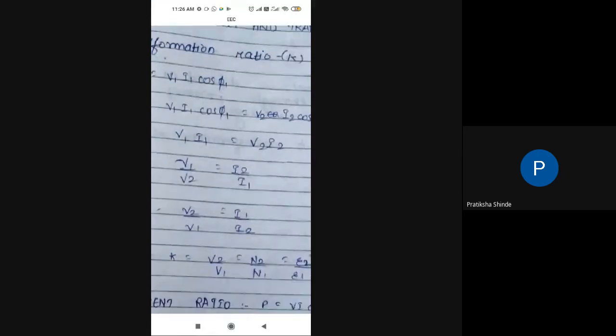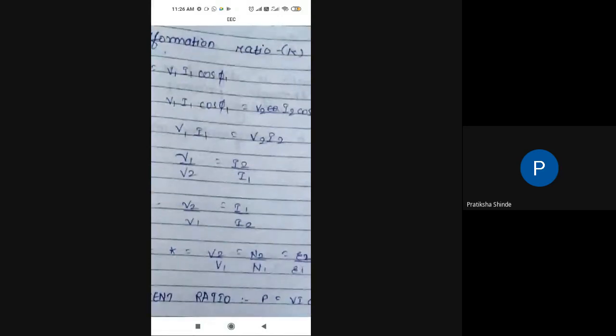Winding is inductive, so cos phi is the same for both windings. We can directly cancel cos phi, and we get V1 I1 is equal to V2 I2. Just take the voltage ratio, V1 upon V2, which gives I2 upon I1. Taking the inverse of both, we get V2 upon V1 is equal to I1 upon I2. Now, what is the transformation ratio?